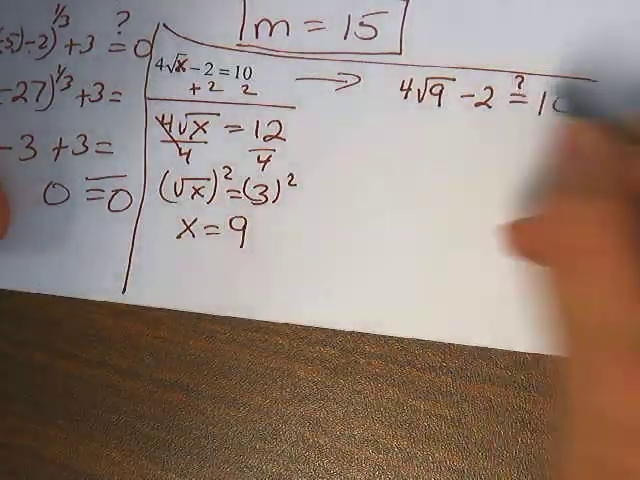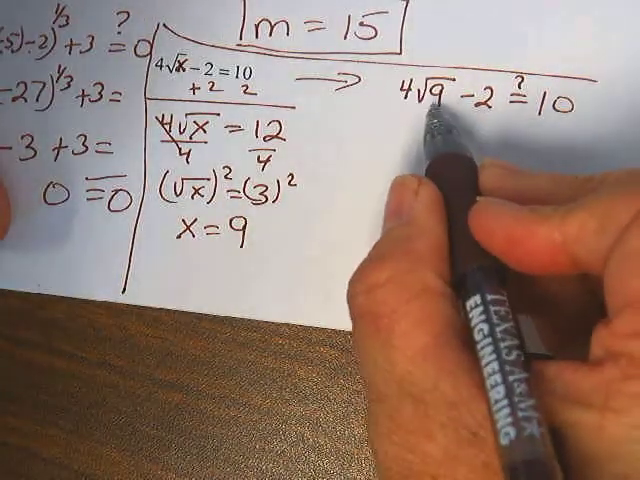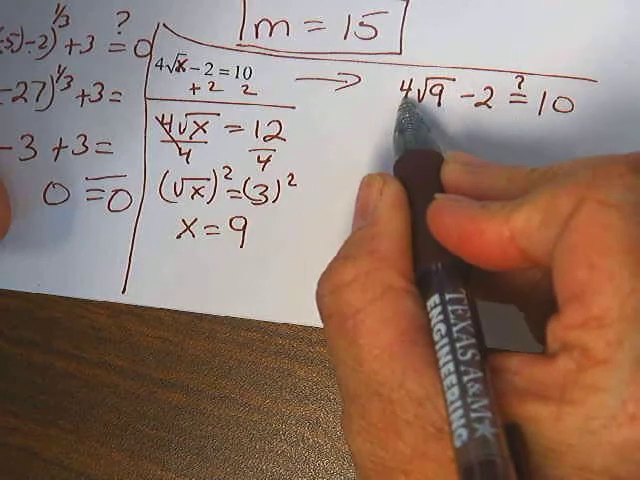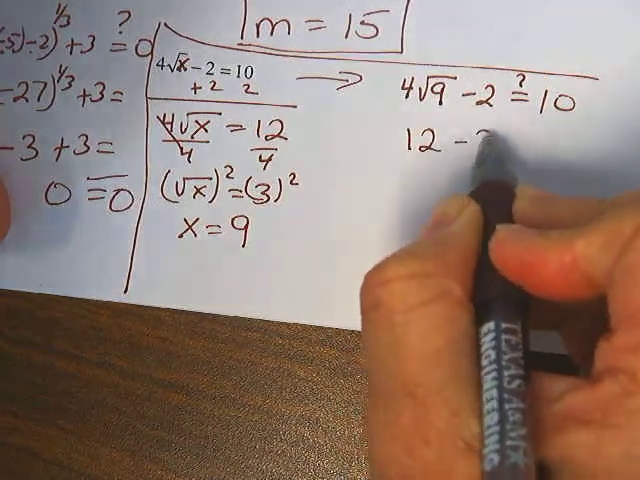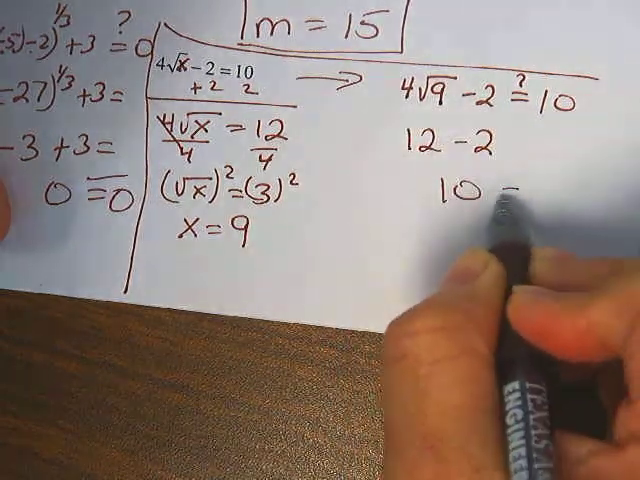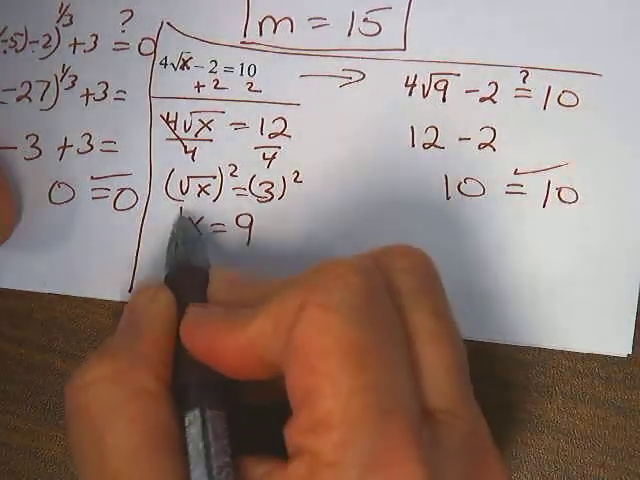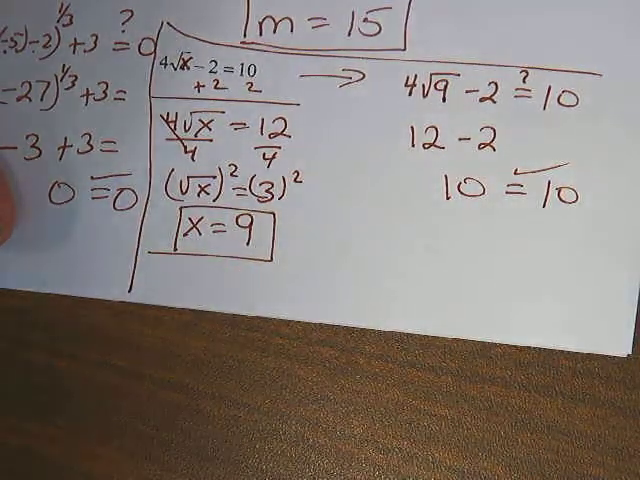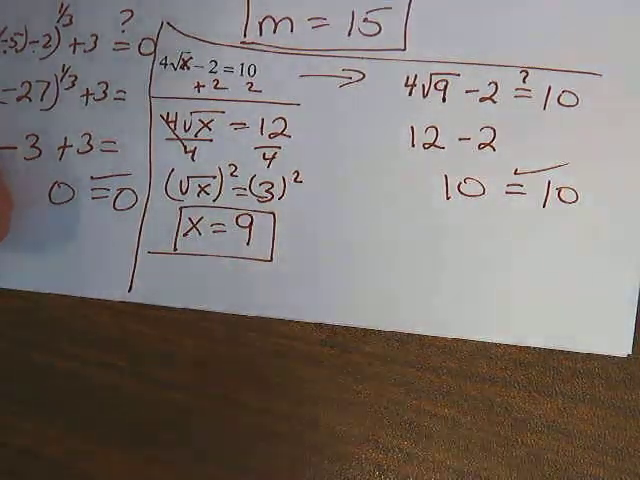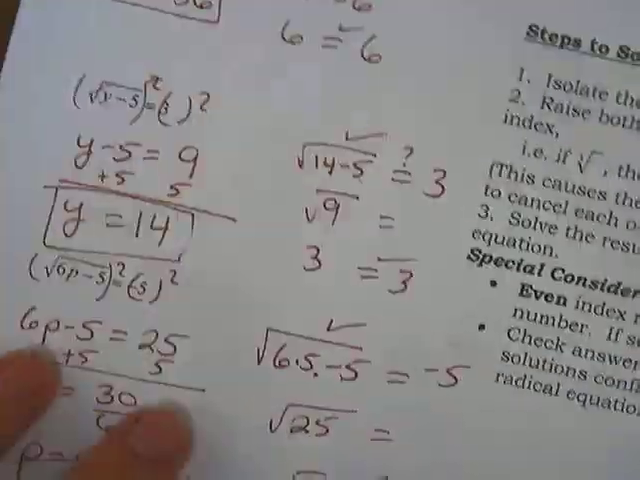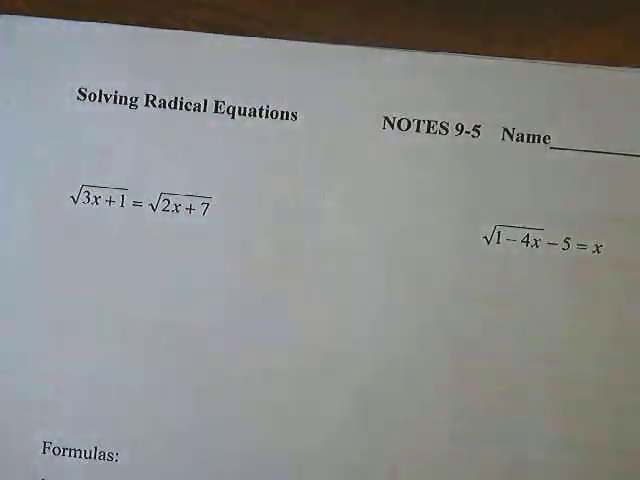I'm just putting a question mark there because we're not sure yet. Square root of 9 is 3. 3 times 4 is 12. 12 minus 2 is 10, which again tells us x equals 9 is a good solution to our problem. Okay, let's take a look at the next slide. Just a couple more problems. Make sure we're comfortable with these.